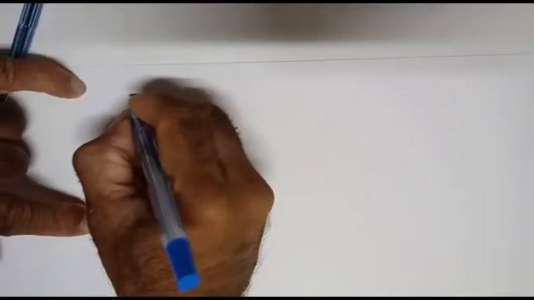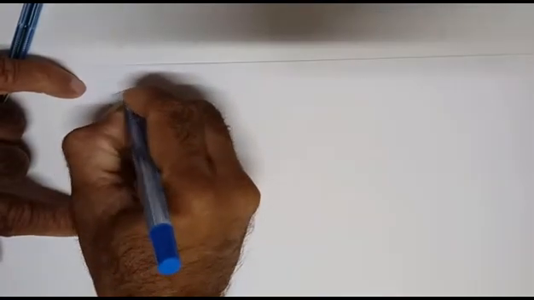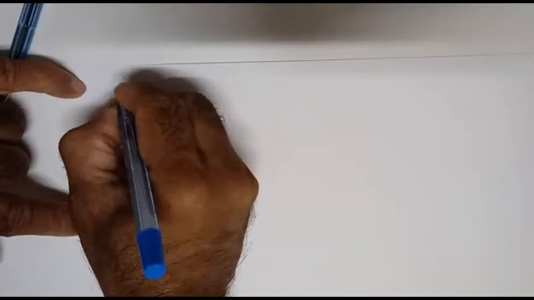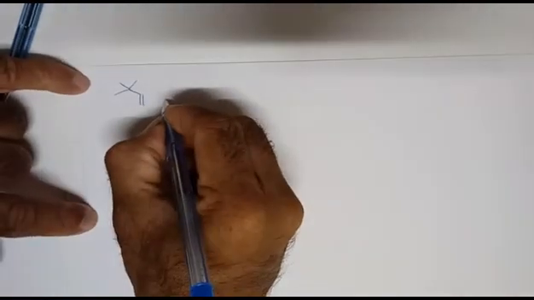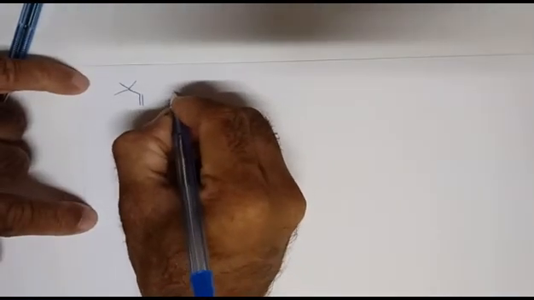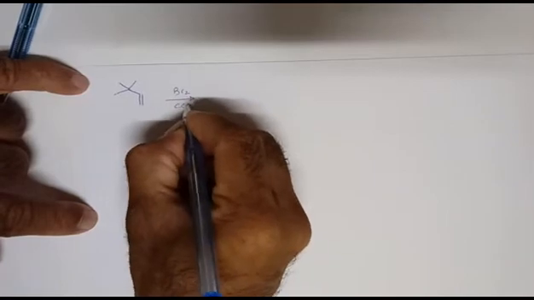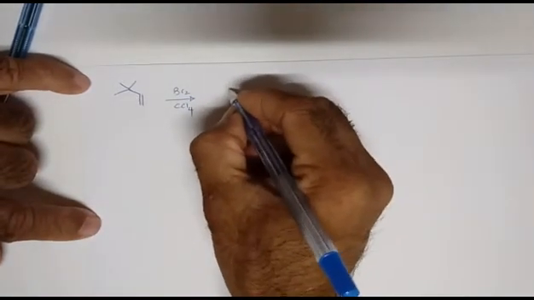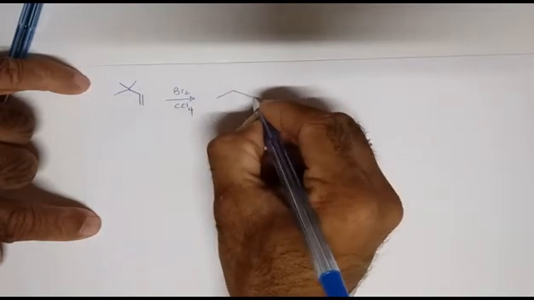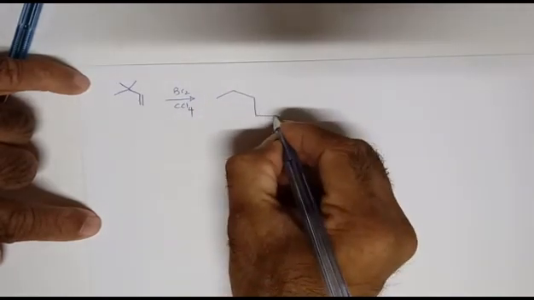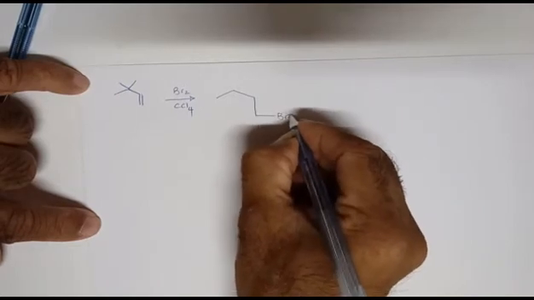So let's take one more. What is going to happen? This is what we are trying to do, accumulate information. What would happen if I have that? Now if I use bromine in CCl4, in this case, I am going to get, has anyone thought about it? One bromine is going to be here.